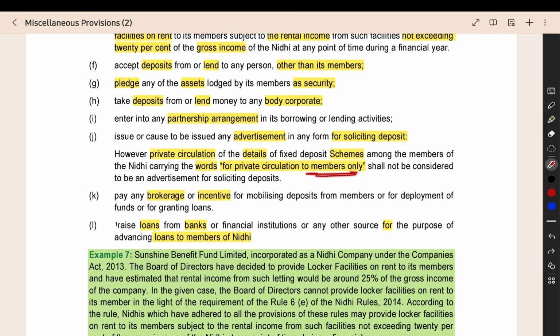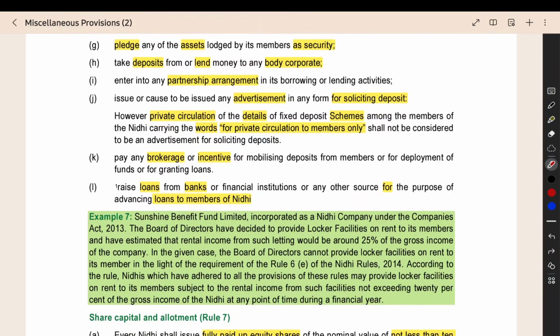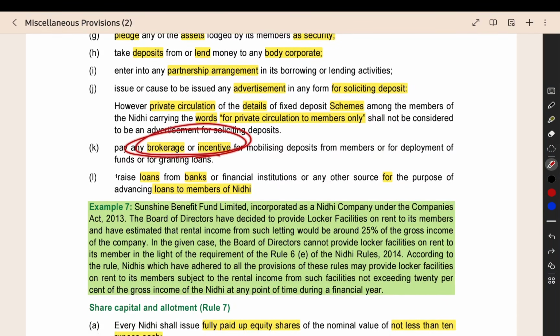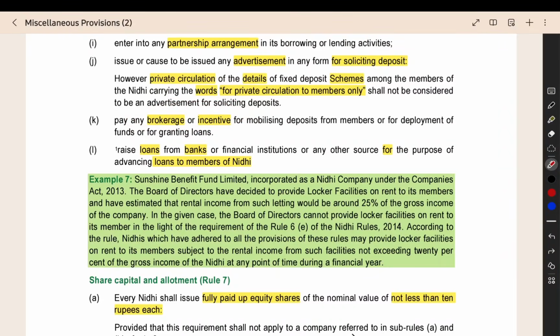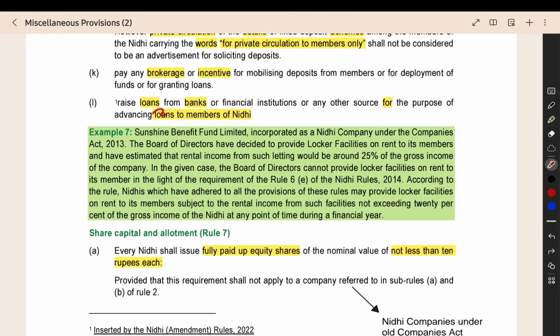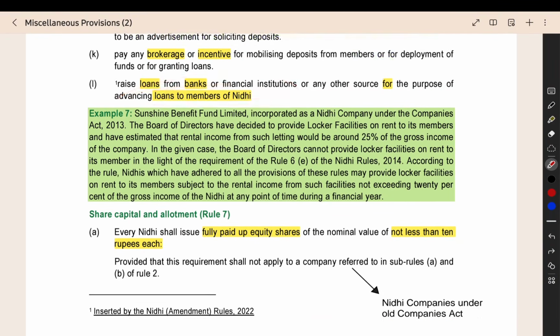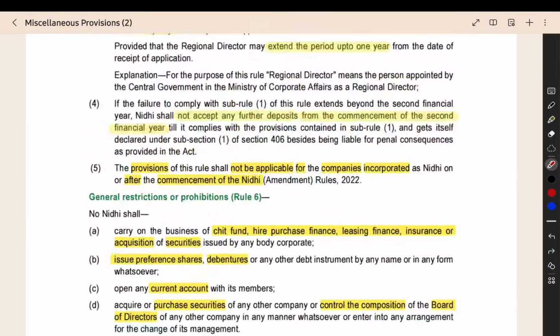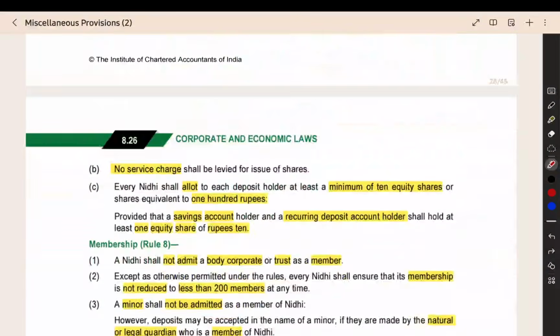In that notice what will be there? Their fixed deposit scheme, loan scheme, everything will be there in the notice. They cannot pay brokerage or incentive for mobilizing the deposit. For attracting the people to deposit into the Nidhi company, they cannot give any brokerage or incentive to external agencies. They cannot get a loan from bank and give that amount as a loan to the members. That is not allowed. That I already told you. So these are the general prohibitions and restrictions for the Nidhi company.